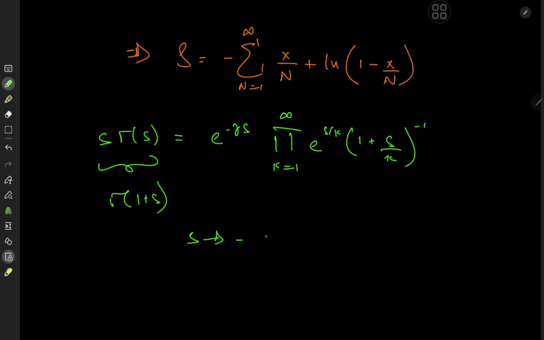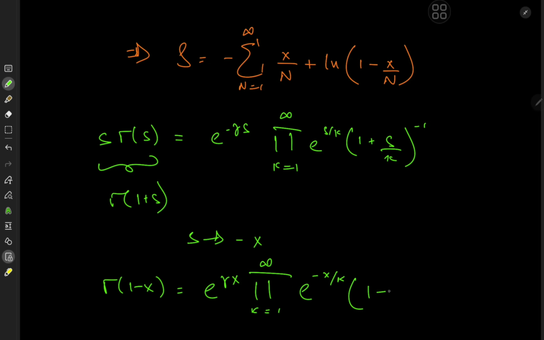And if I go from s to minus x, I would have gamma(1 - x) equal to e^(gamma x) times the product over k from 1 to infinity of e^(-x/k) times (1 - x/k)^(-1).